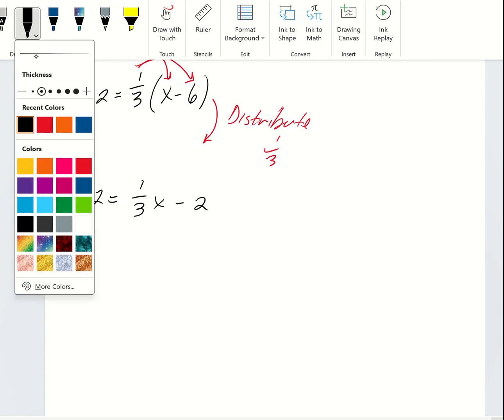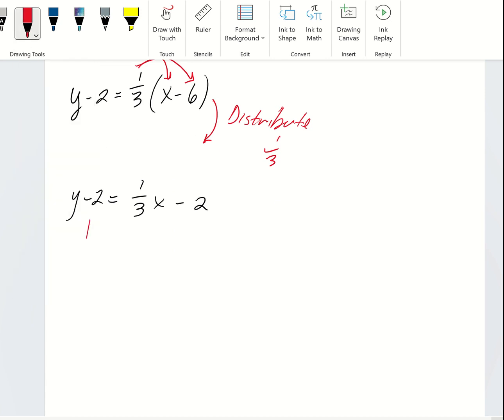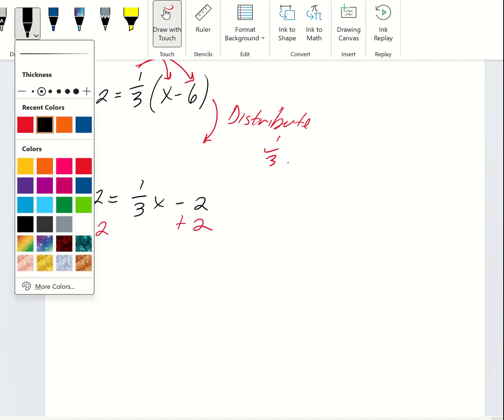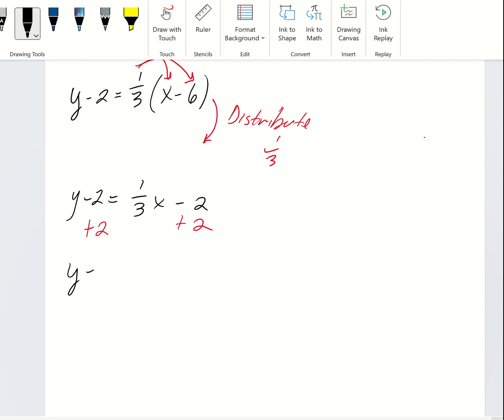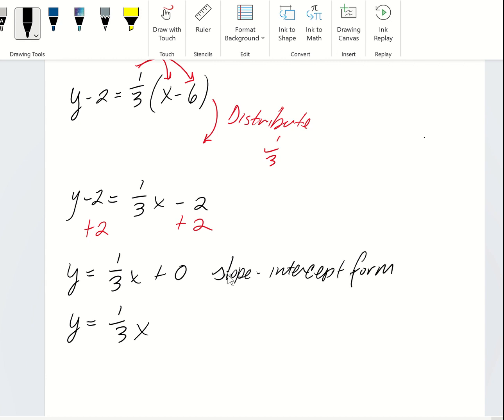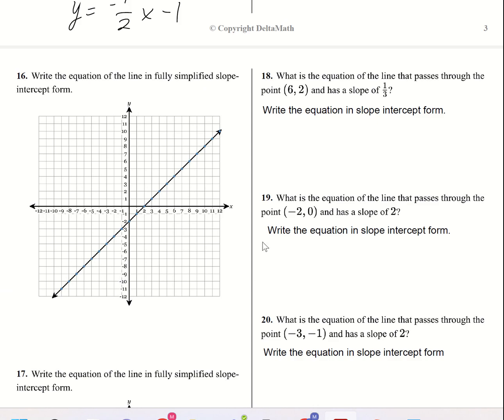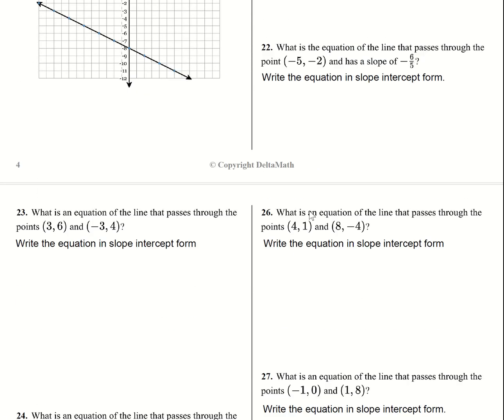Last, I'm going to get y by itself to be in y equals mx plus b. So I'm going to add 2 to both sides. And you end up with y is equal to 1/3 x plus 0. So that's our mx plus b. And you could write that as y equals just 1/3 x. So here we are in slope-intercept form. All right. So that's how you do those.